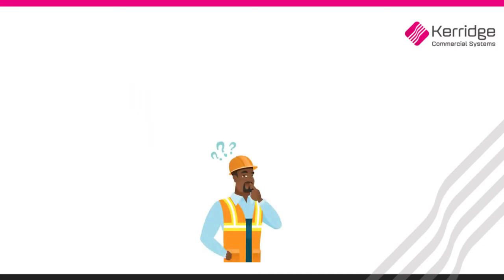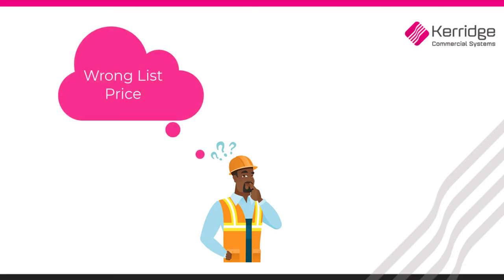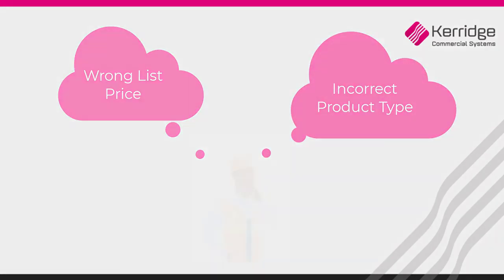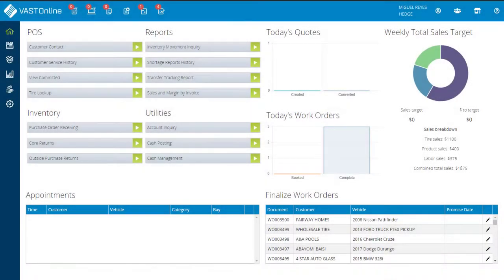An example of this could be if the list price of the product is not the one that we're offering to a client. Another scenario could be if the product is not categorized in the correct product type and we need to change this. In this case, among others, we need to do a product adjustment.